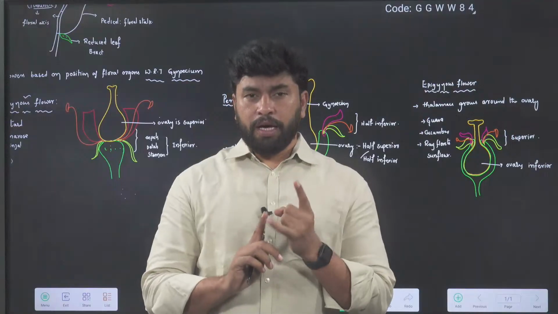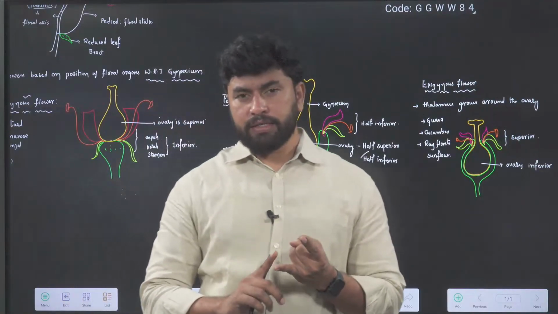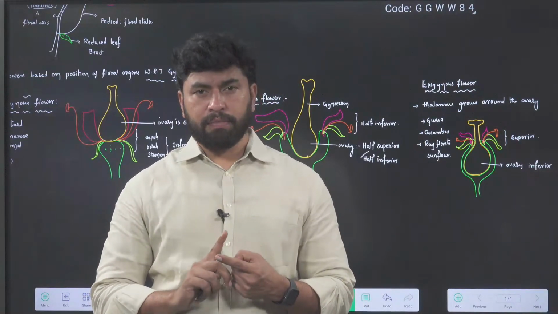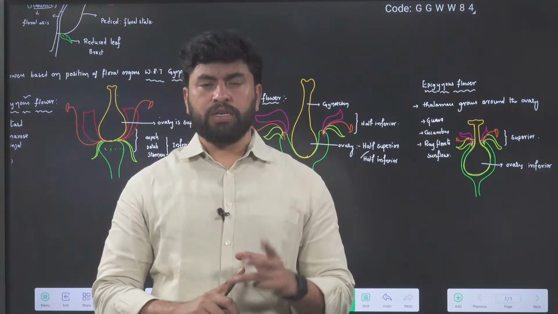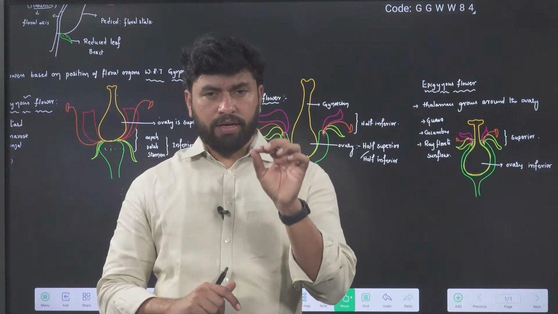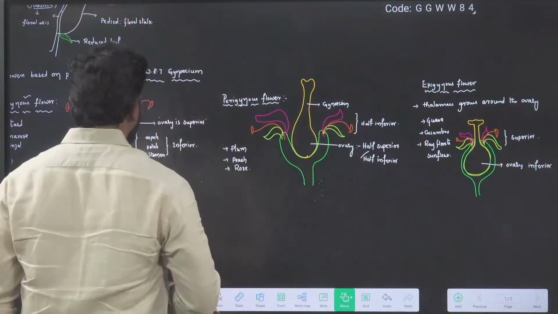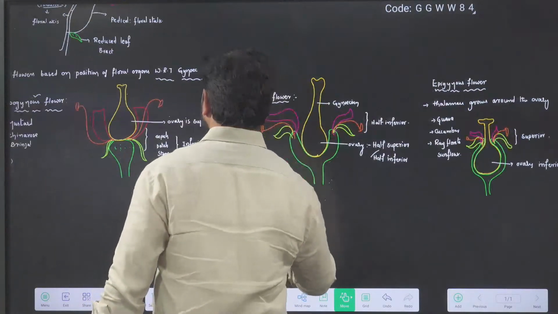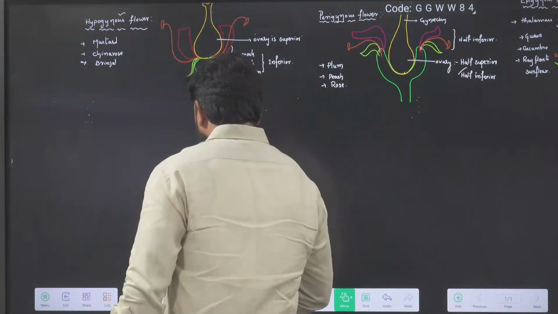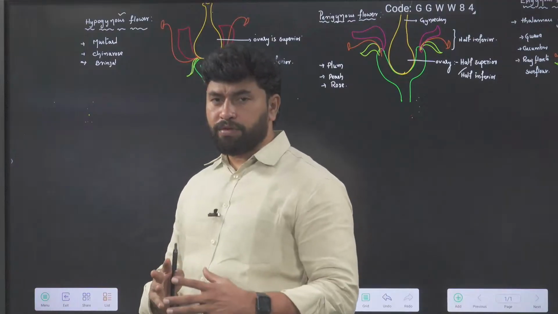Okay? Hypogynous. Once again, recall their example. Hypogynous: China rose, mustard, brinjal. Perigynous: plum, peach, rose. And epigynous: cucumber, guava, and also ray florets of sunflower. These are the types of flowers we will get based on position of ovary with respect to floral organs, or floral organs with respect to position of ovary.